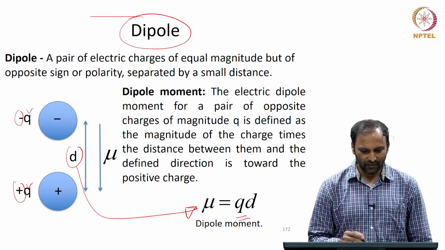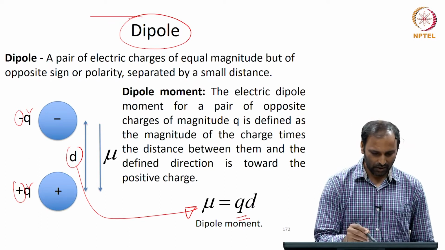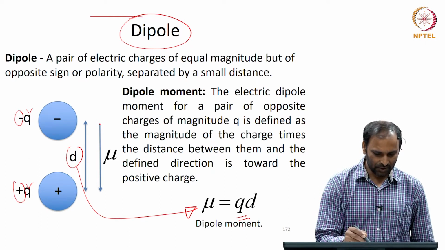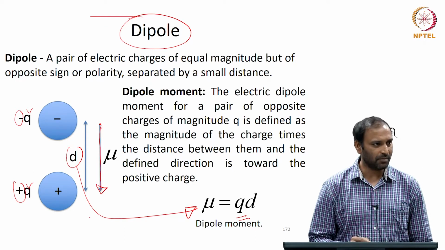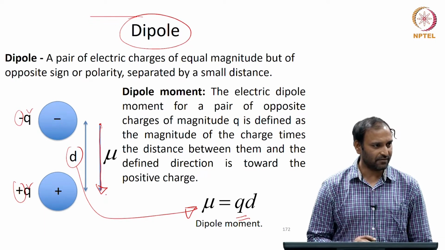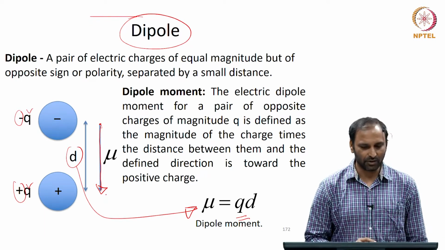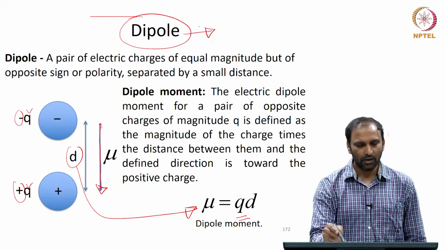And typically whenever you represent a dipole, you start with a line from the negative charge and draw an arrow, and the arrow typically points from the negative to the positive. That is a typical convention that people use. That is what is called a dipole.